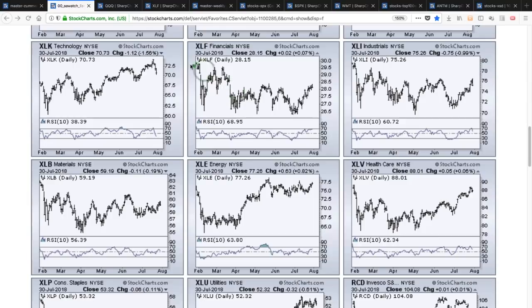So when we look at these sectors, we can see that technology led the way lower with a pretty sharp decline over the last 4 days. Now, financials held up pretty well, especially yesterday with a small gain. Industrials were hit yesterday with a 1% loss. Materials held up with a small loss yesterday. Energy led with a 0.82% gain. Healthcare held up with a 0.06% gain. And so that's interesting. I'm seeing that finance and healthcare and energy are holding up pretty good during the sell-off that we had yesterday. So that's information I can use.